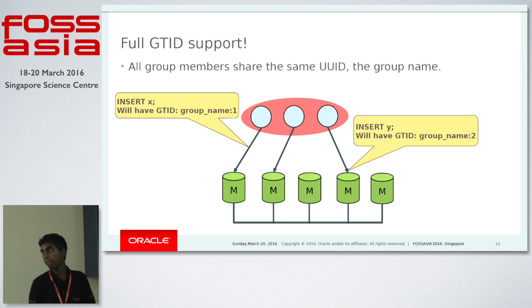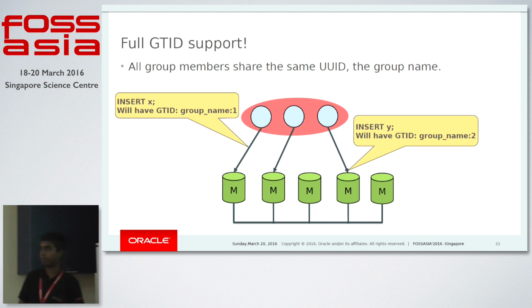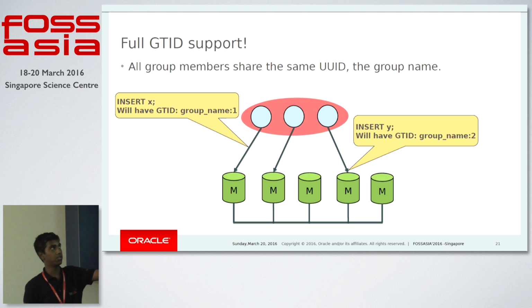What's the difference between insert X and insert Y? So if you have two transactions, both transactions have to be identified individually. So these are on two different nodes. So insert Y is logged with the group name:1. The GTID format of MySQL is UUID:sequence number. Since we support GTID, insert X is logged with group name:, and the group name is used as the UUID part of the transactions. Okay.